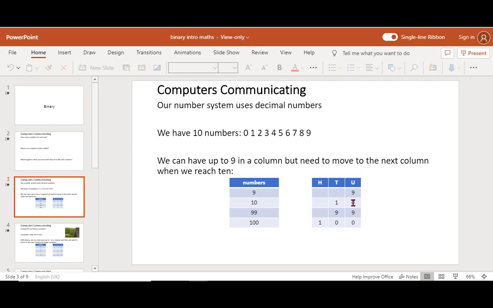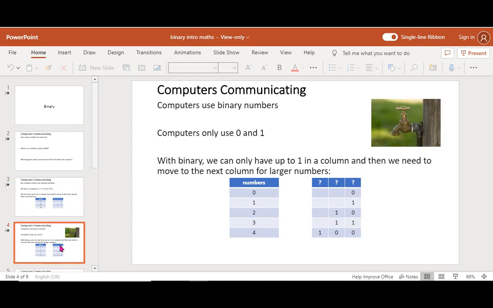So the most we can have, we can put 10 different digits into each column, 0 through 9. But when we have more than 9, we have to move on, and that is our decimal number system. So you've got to have a bit of a good grasp of place value and how that works with decimal.